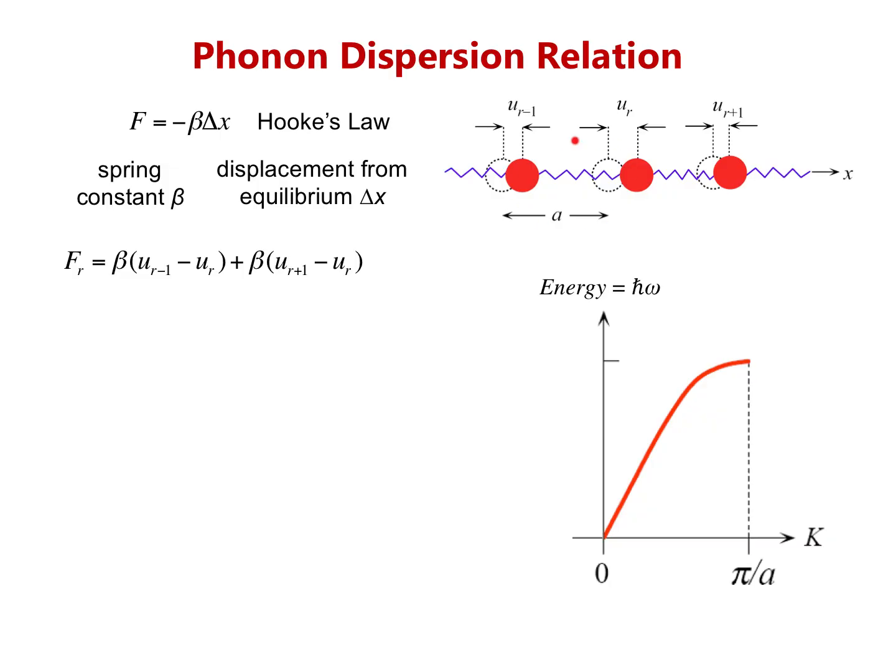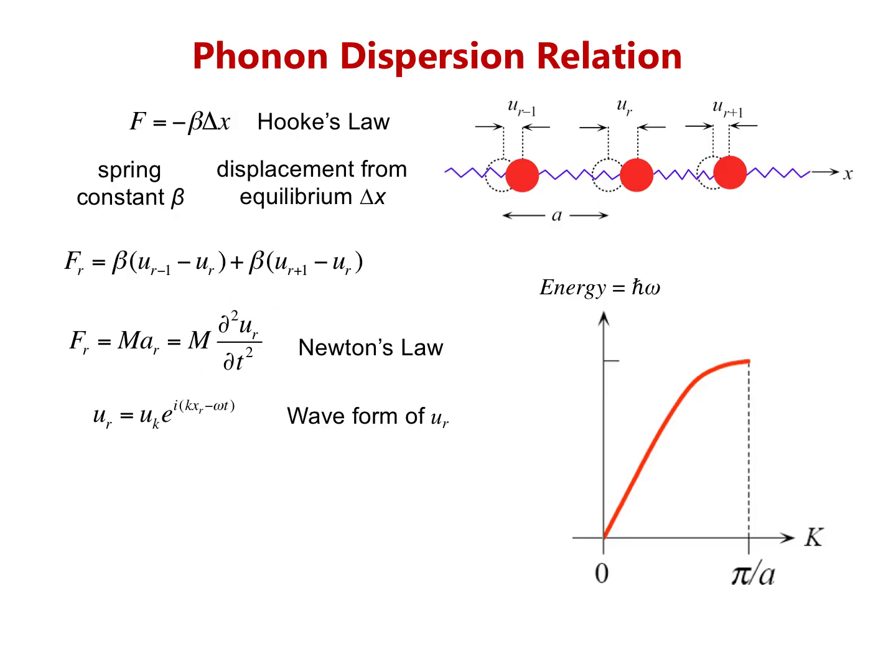The net force from the left spring is given by the difference between the displacement of the atom at r and the displacement of the atom to the left. Similarly, the force from the spring on the right will be due to the difference between the displacement of the atom on the right and the displacement of the atom at r. The resultant net force from the springs will accelerate the mass according to Newton's law, F equals ma. The acceleration of the atom at r is given by its mass times the second derivative of its displacement u sub r with respect to time.